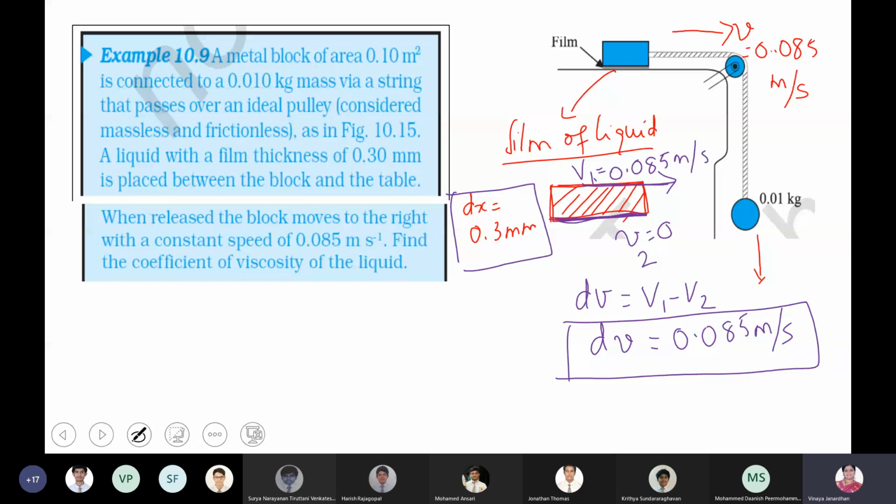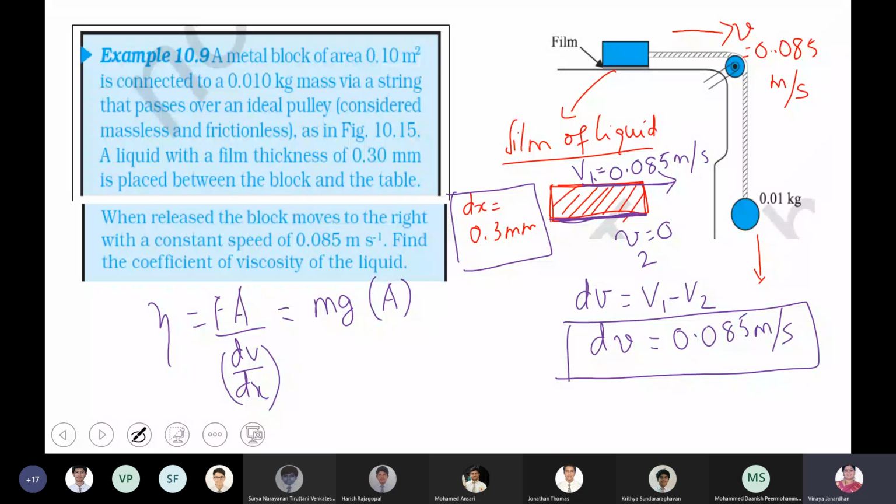Correct, boys. Now, this is only the question so far we have come across. Find the coefficient of viscosity. What is the formula, boys? Eta is equal to F into A divided by dV by dx. What is force? Mass into acceleration due to gravity, right? Area of the liquid film will be equal to the area of the block.